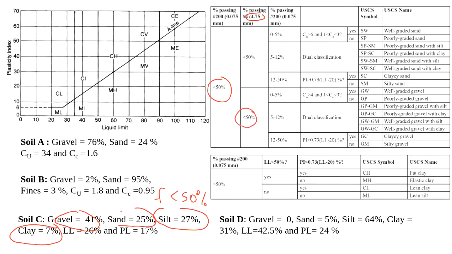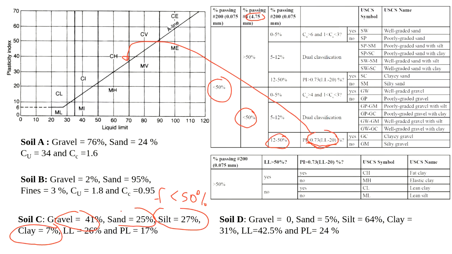And again, we'll look at the amount of fines, and fines it's 34% this way. And now we need to decide this question. You see, it says plasticity index, is it above A line or not? So this 0.73 times liquid limit minus 20, that's a mathematical expression of this A line. Remember a few slides ago when we talked about we weren't sure if it's CI or MI.